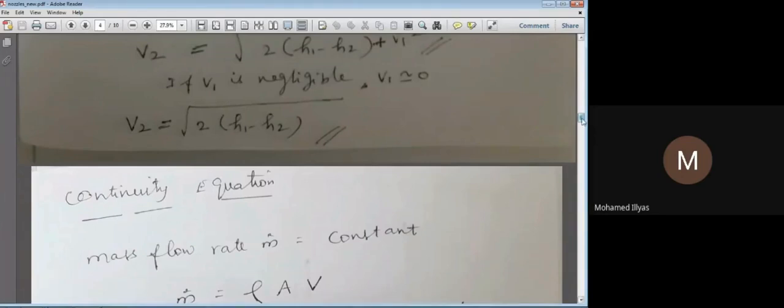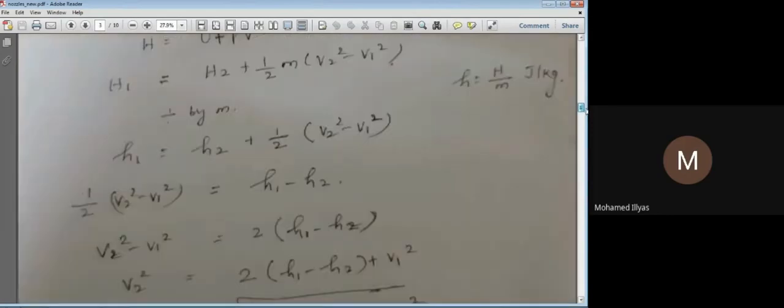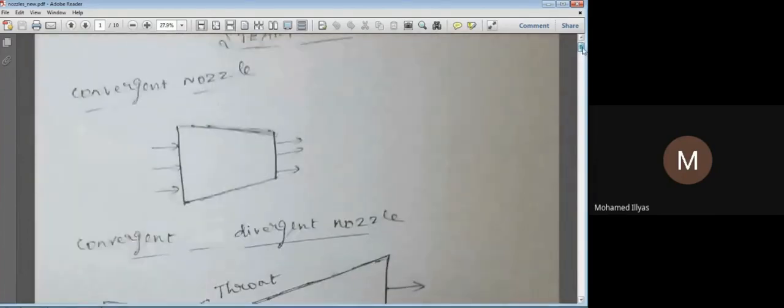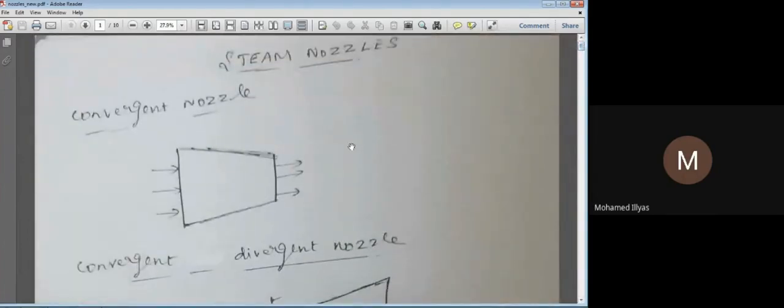I hope you understood this theoretical part and also the derivations. Please copy this down. After that we'll go to the next one.